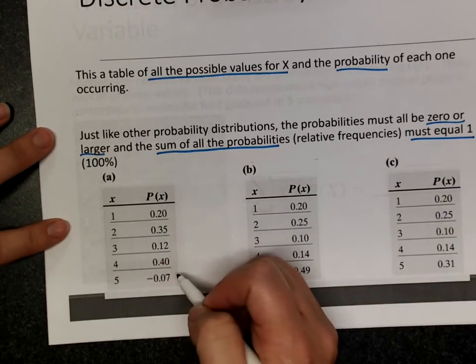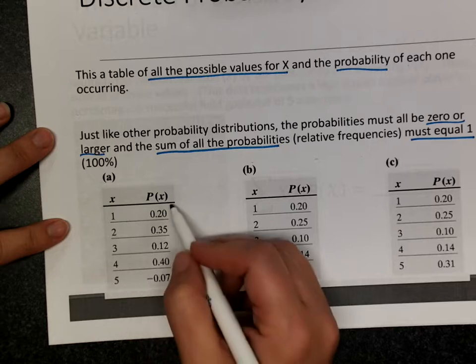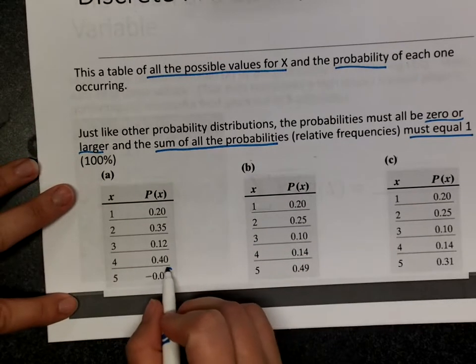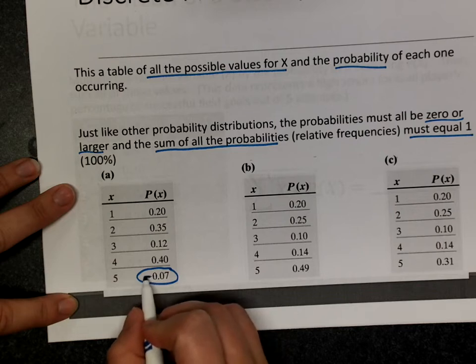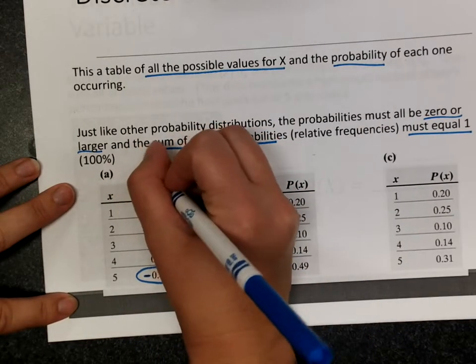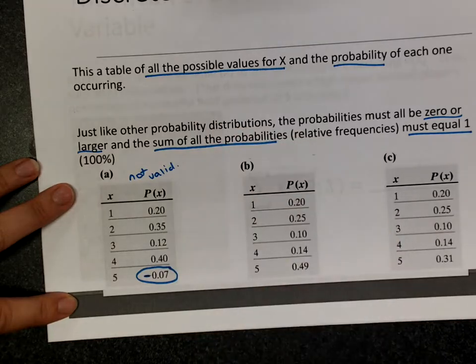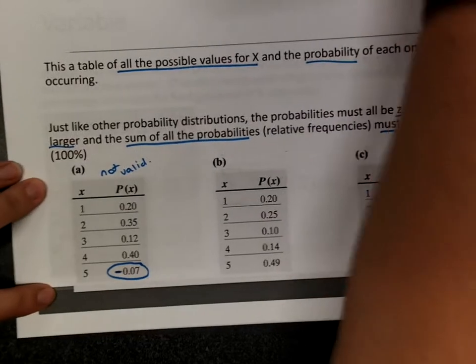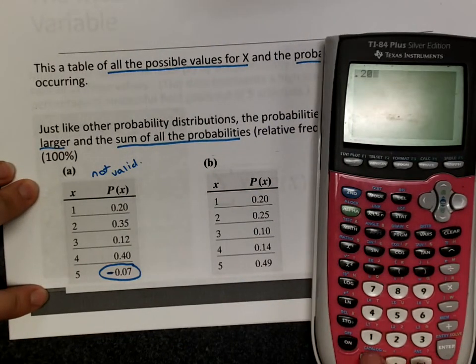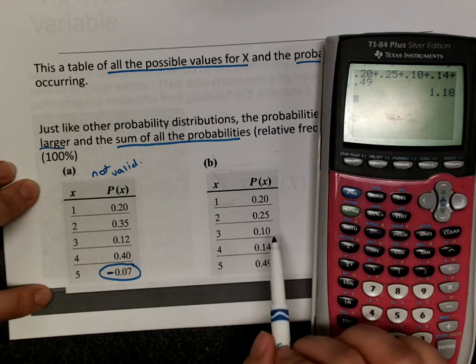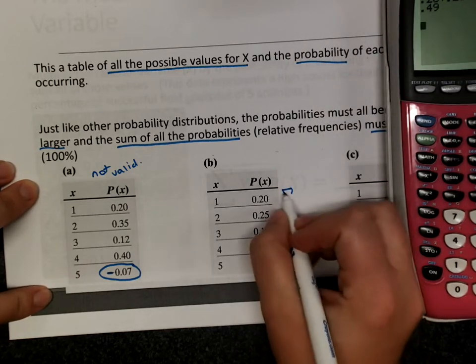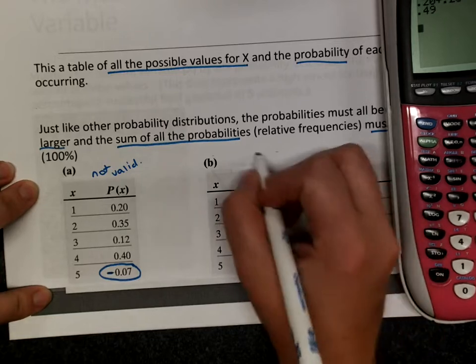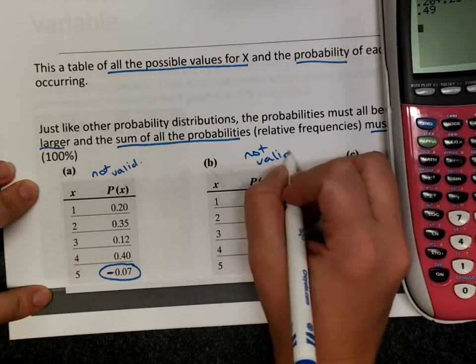So if I look at chart A, here's all my different outcomes for X, here's the probability of each outcome, and this one does not make any sense because it's negative. So this is not a valid model. Again, it's just like Chapter 5. B, here's all my probabilities. They're all between 0 and 1. Let's see if they add up to 1. And they definitely do not, unless I mistyped. Nope. So the sum is not equal to 1, so it's not a valid probability model.